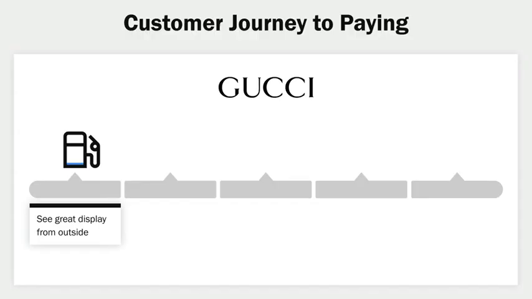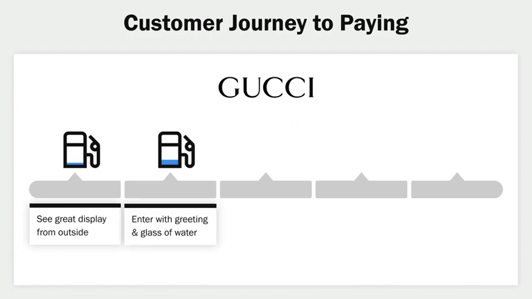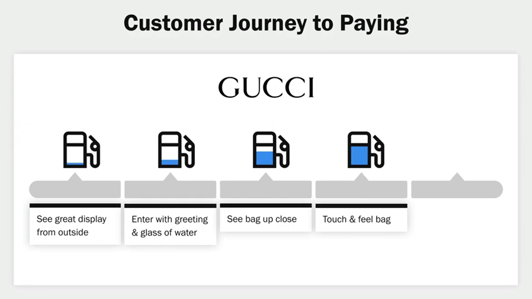Well, if we thought about this customer journey and the fuel or the motivation the user has to purchase that item and how these different touch points affect it, we started off by seeing this amazing display from the outside. So it fuels our fuel tank a little bit. We then walk in and we get this greeting with a glass of water and feel very welcomed, this very luxury feeling. Our fuel tank goes up even a little bit more. We then see the bag up close. We touch it and feel it, which increases our fuel tank even more. And then finally, after all that, once we get into the pocket, we see the price tag of $2,500.